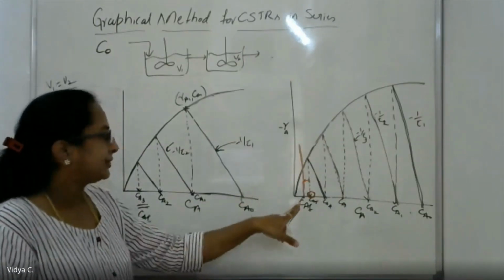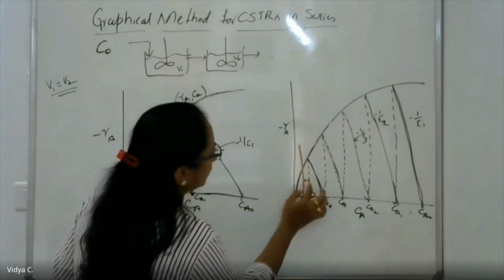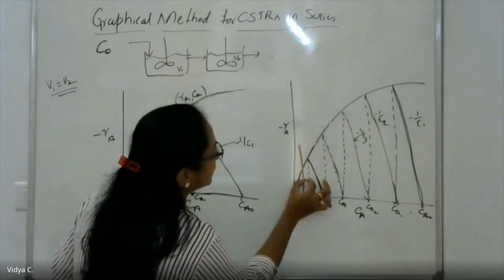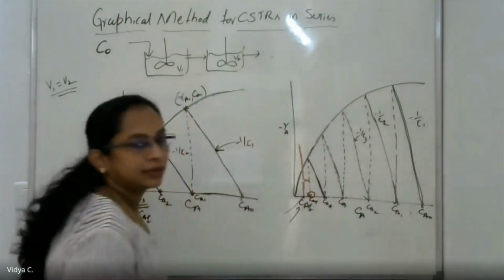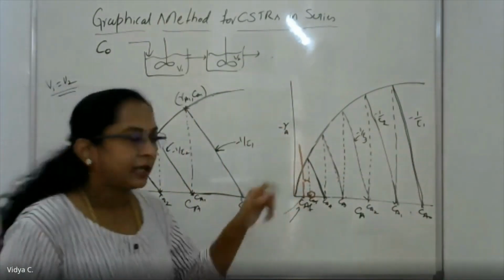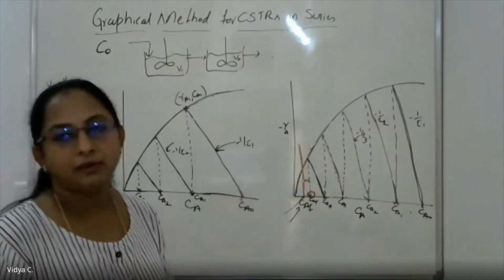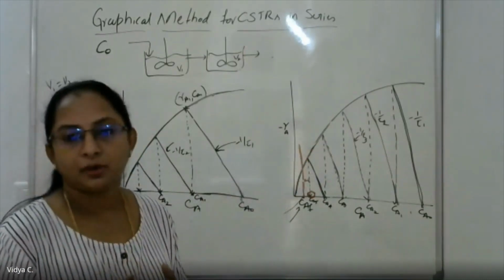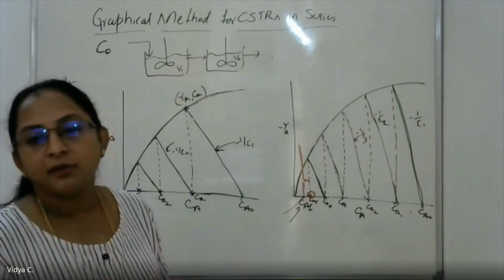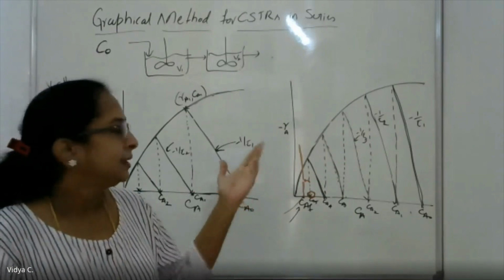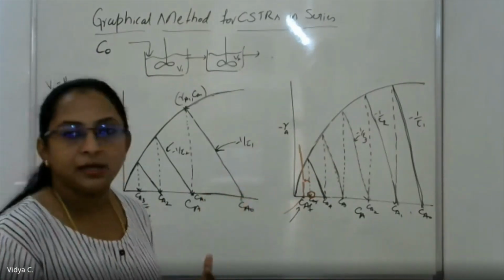Got it? So to compensate for this, the volumes of other reactors will be changed. Either that can be done or the volumetric flow rate can be altered. So tau is V by V naught. I can use different sized CSTRs and I can alter the volumetric flow rate of the CSTRs. That is how. I said this is very fun learning. It's very interesting to learn.